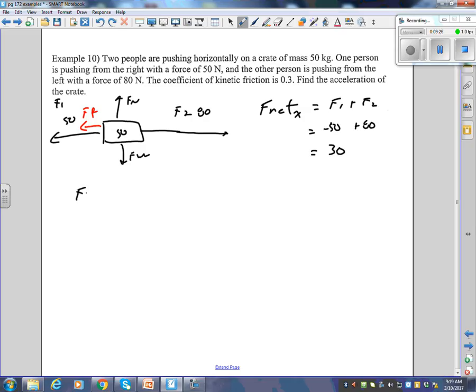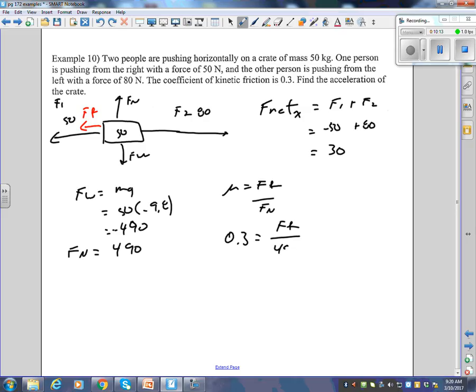So now let's find the weight force. Mass times gravity. 50 times minus 9.8. 490, right? Yeah. 490. And now mu e, oh, I guess I really should say, therefore the normal force, that's negative, so the normal force is positive 490. So mu equals FF over Fn. 0.3. The friction force is what we're solving for. Normal force 490, giving us a friction force of 147. Actually, now you should really say that that is negative, because it would be to the left.